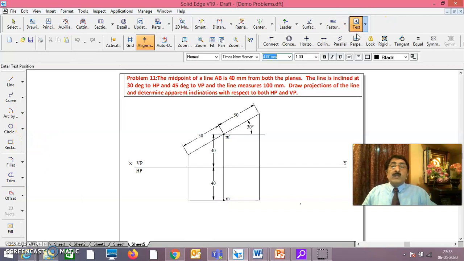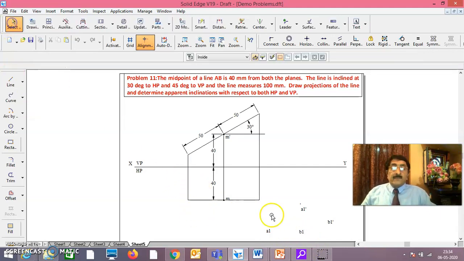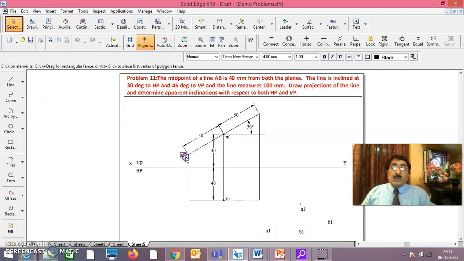Before you forget, you draw this A1 dash, B1 dash, A1, B1, in that way you do. This is A1 dash if you call it. This is B1 dash if you call it. That is the front view which is in true length. The corresponding other view is parallel to XY line. This is the thing what you have.